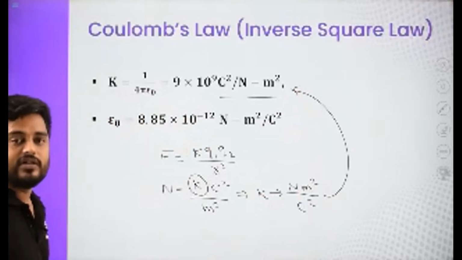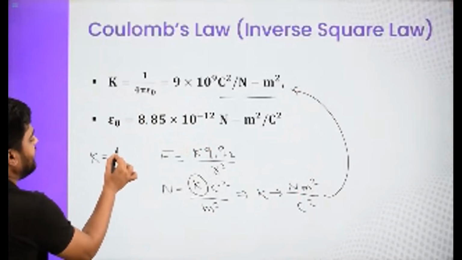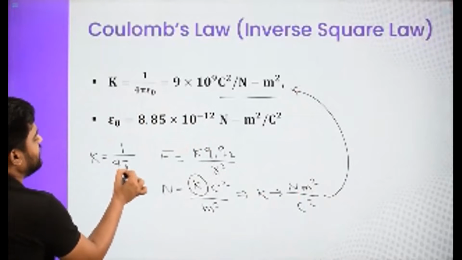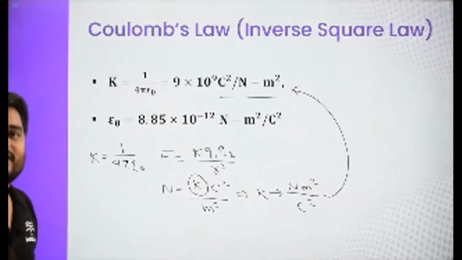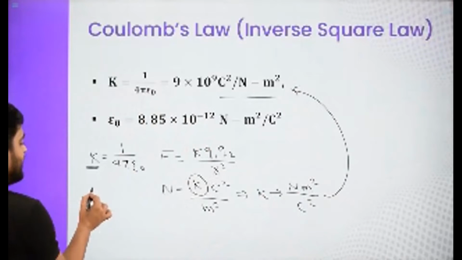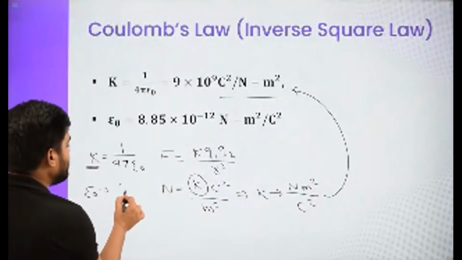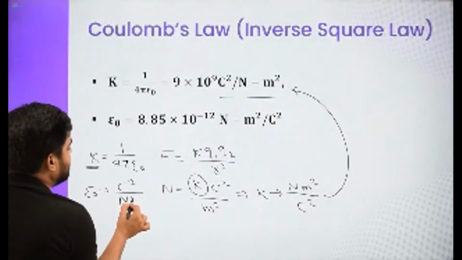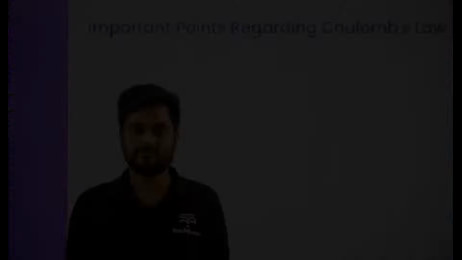And if we talk about epsilon naught, how are K and epsilon naught related? This is how they are related. K is equal to 1 upon 4 pi epsilon naught. This 4 pi does not have any unit. So whatever is the unit of K, the unit of epsilon naught will be the reciprocal of that, which is going to be Coulomb square per Newton meter square.